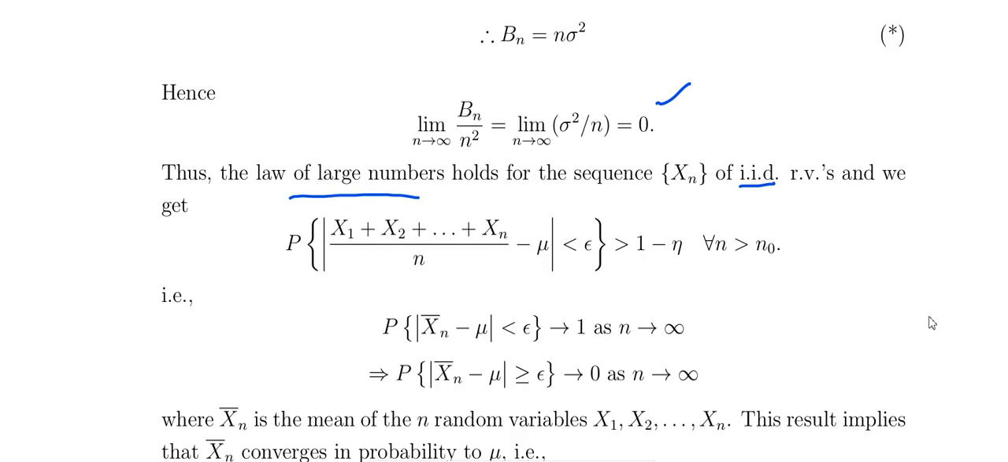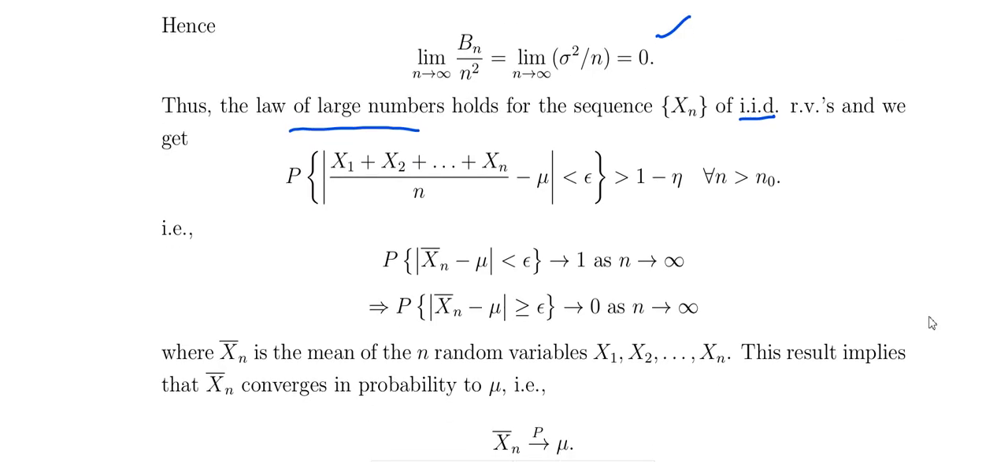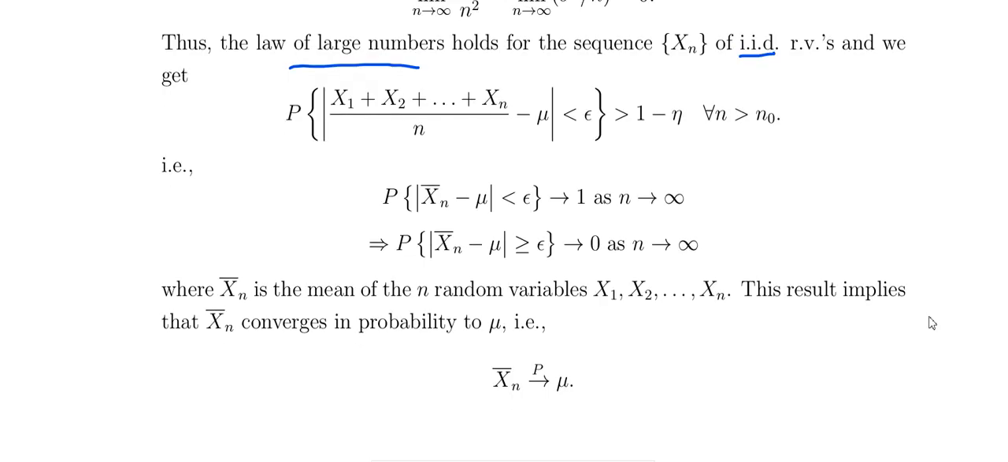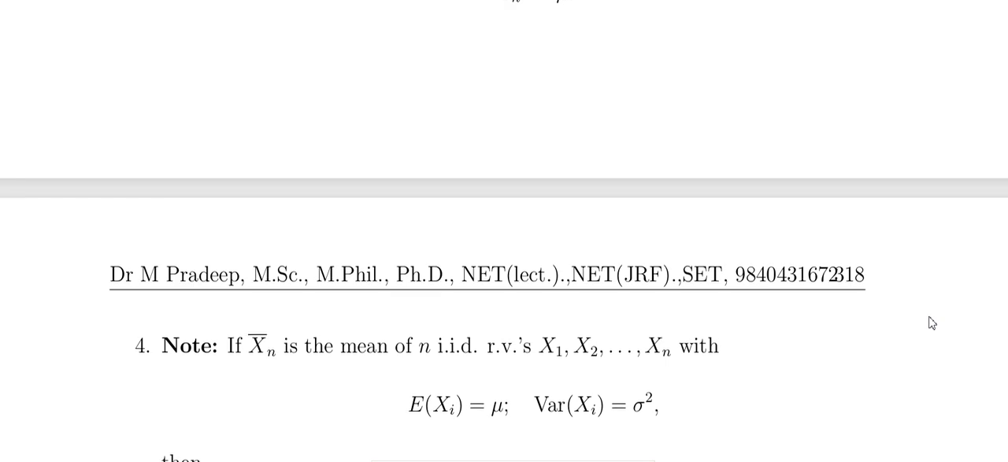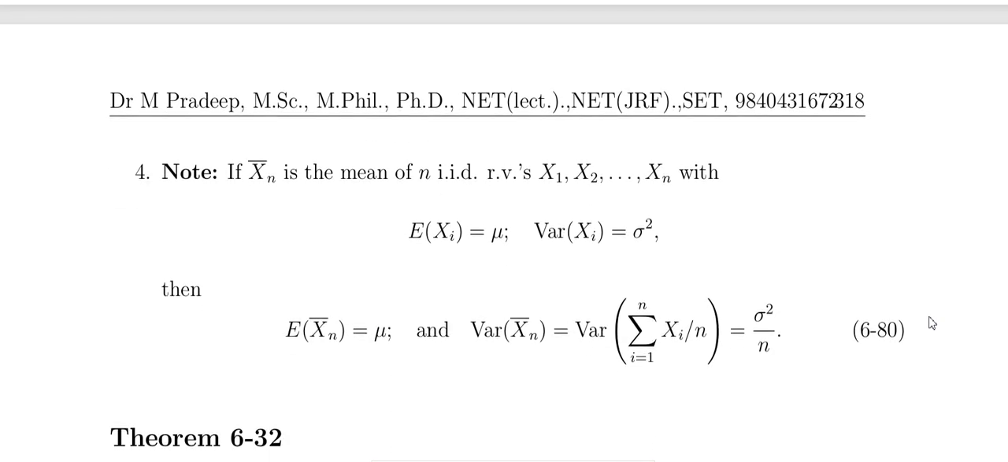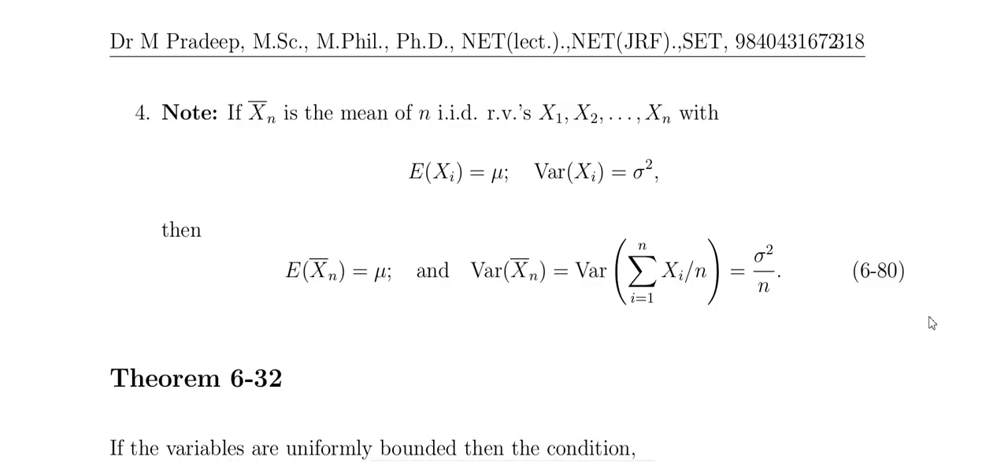So the result implies that xn bar converges in probability to mu. Okay, so xn bar converges to mu. So therefore, what is the conclusion? The average of the sequence of random variables converges to the mean of the random variable.